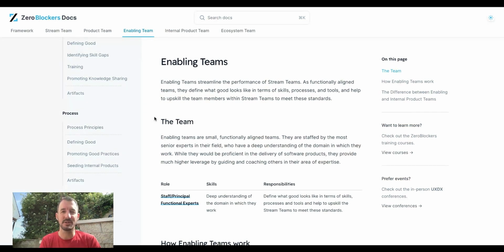That is how you can use the ZeroBlockers docs to understand how different teams are structured, why they're structured, how they work, and what artifacts are produced. We hope this will help you improve how you structure and build your products. And if you have any questions, we'd look forward to hearing from you soon.